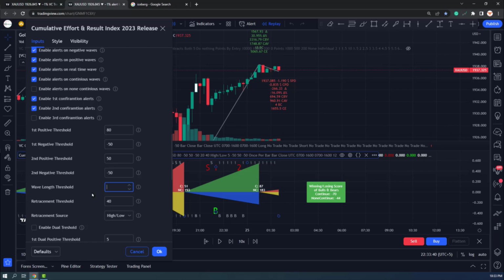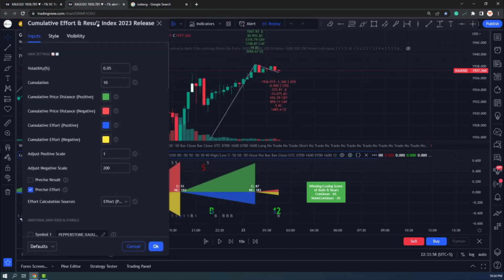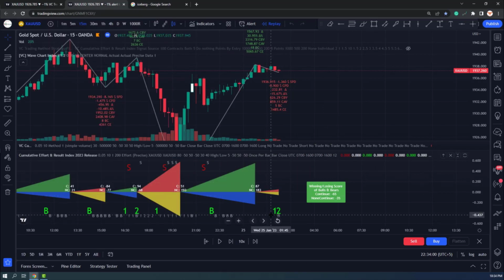Let me give you here, because there is some other parameters as well. Let me play with it. Bar replay. Yes, here on the next candle here. Here you can see the second confirmation. What is it indicating to us?